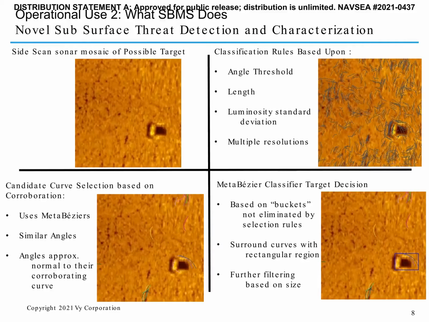The upper left quadrant here is showing the native image of a possible threat. The upper right showing the classification rules that we're using. And the lower left is actually showing the candidate curves based on the meta-Bézier corroboration that we covered earlier. And finally, in the lower quadrant, we're showing the actual target. The significance is that we're dealing here with potential occlusions, cluttered background, and varying bottom conditions. And the system, because it is auditable and transparent, is able to perform very well and has a built-in feedback loop to correct problems as they arise.